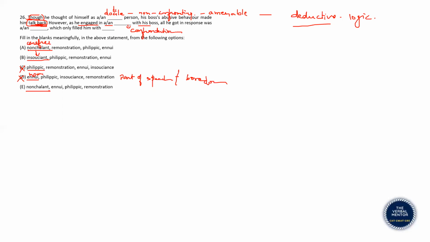Or okay, let's see. Remonstration means protest, could be the answer. Philippic is a rant, abusive, bitter speech against someone, condemnation. Well, he cannot condemn or rant against his boss. He was his boss after all. He can only protest or confront him or argue against him. So Philippic is a bit extreme here. And ennui, boredom, again gets out. Correct answer, option A.